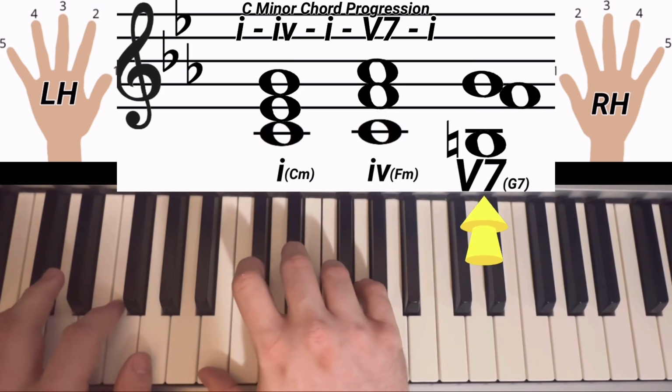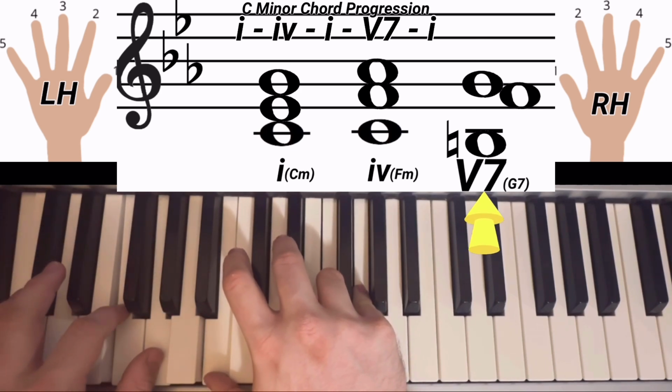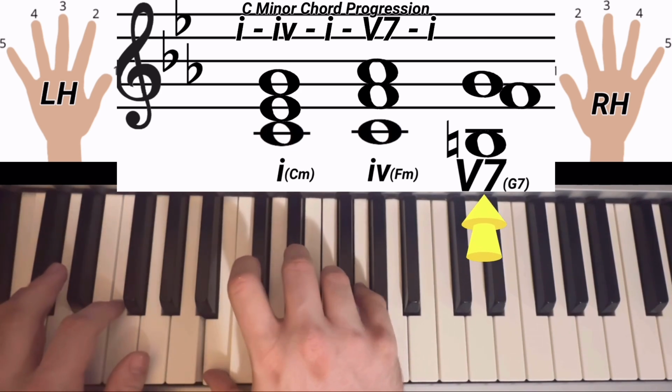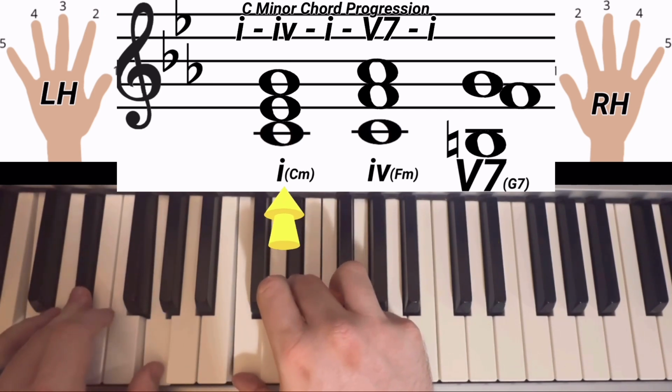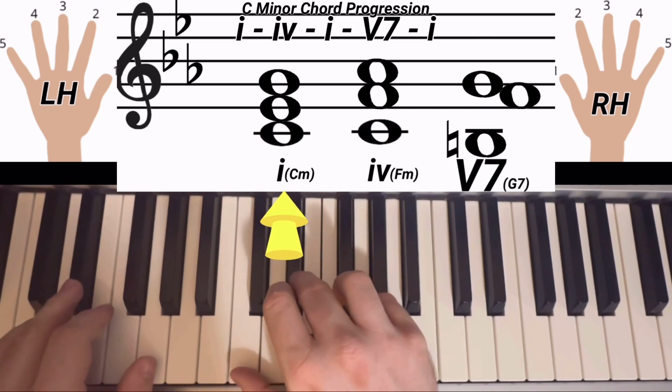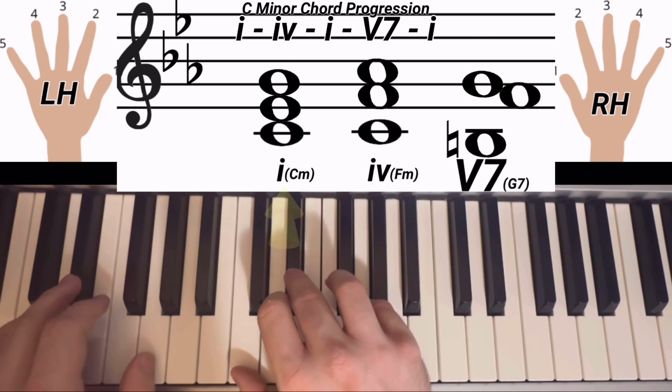Then we're going to play that G7 chord in its first inversion, but without the fifth of the chord, giving us B natural, F, and G. And finally, we're going to end on a C minor chord in root position. Playing all of our chords back to back in order will look like this.